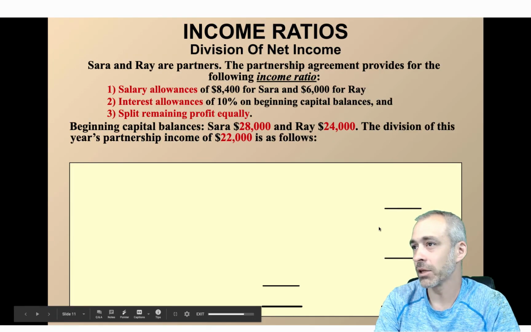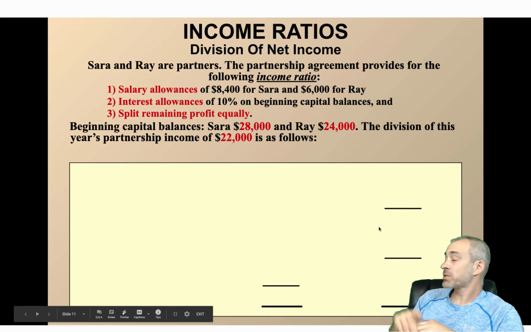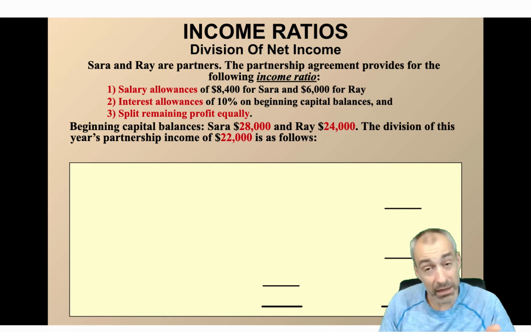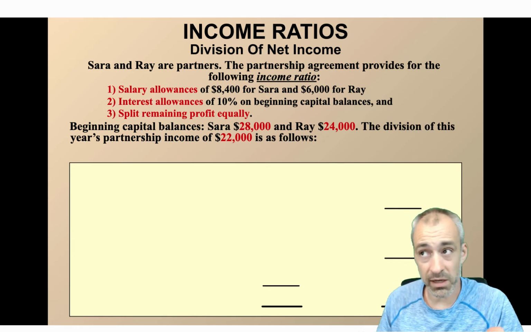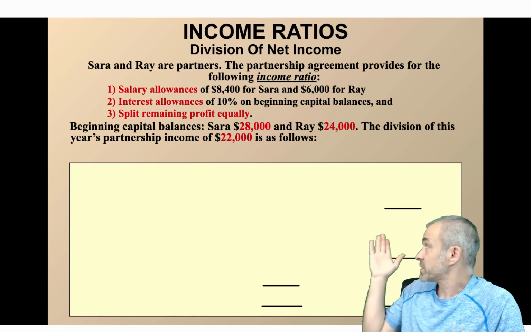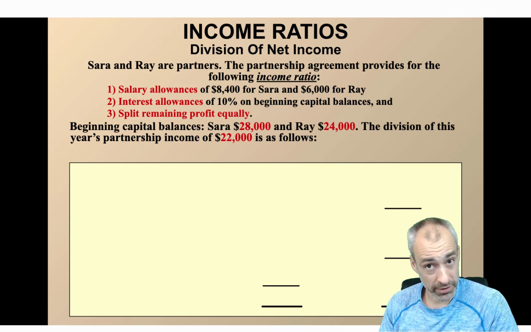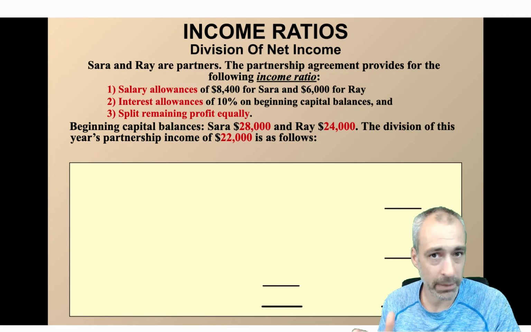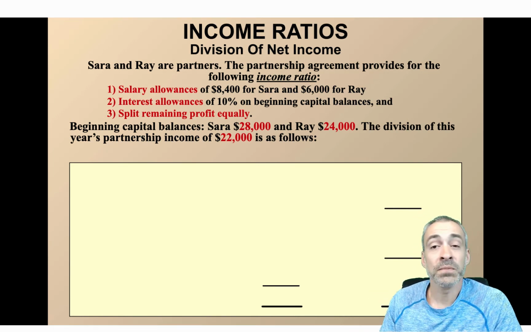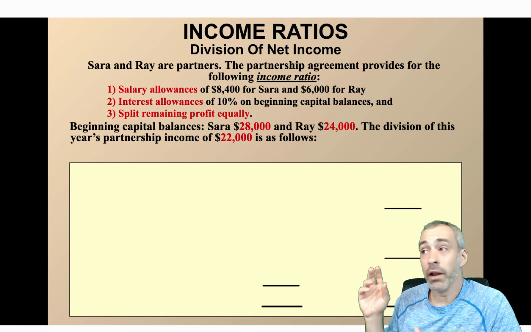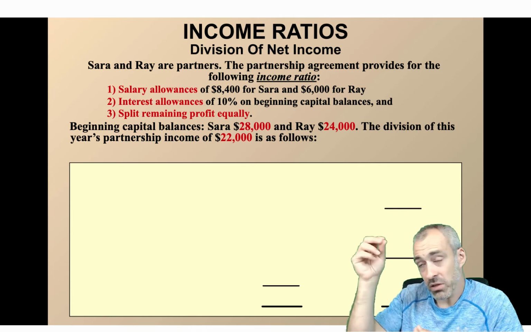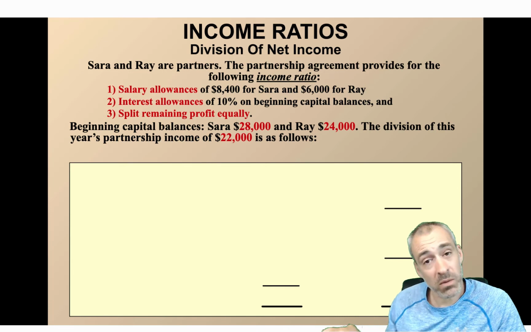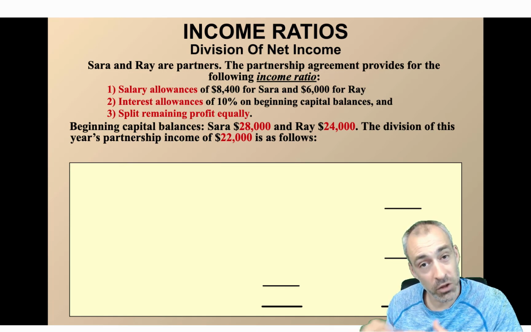Maybe. So let's say Sarah and Ray are partners, and the partnership agreement says that the net income, so profit, when everything is said and done at the end of the year, is done in the following steps. 1, salaries to partners are given. So it says $8,400 for Sarah and $6,000 for Ray, for whatever reason they came up with that. Next, 2, interest on the beginning capital at the start of the year of 10%. And then whatever's left, you split equally. So you do it in steps.